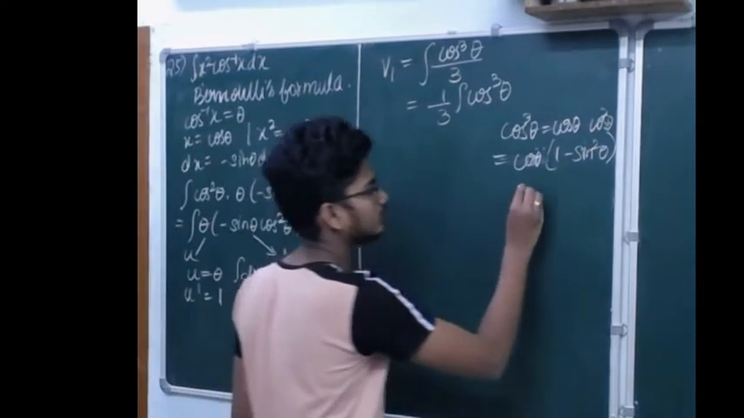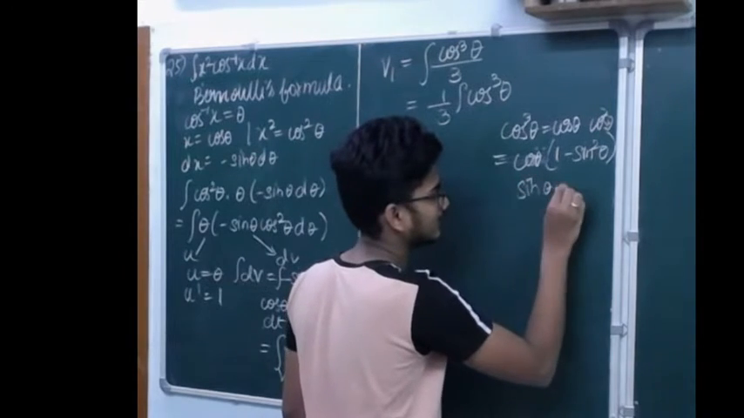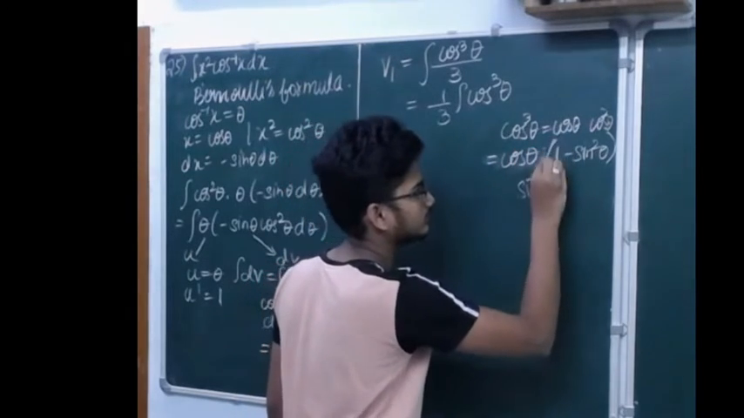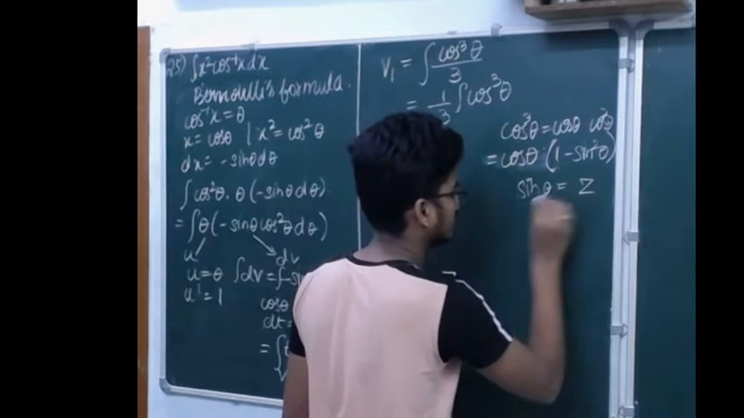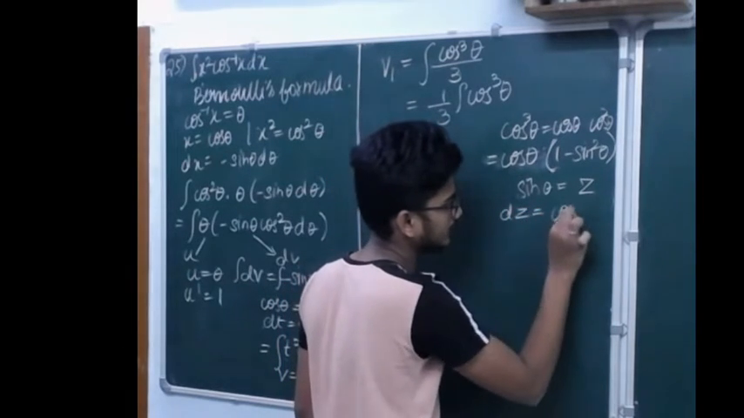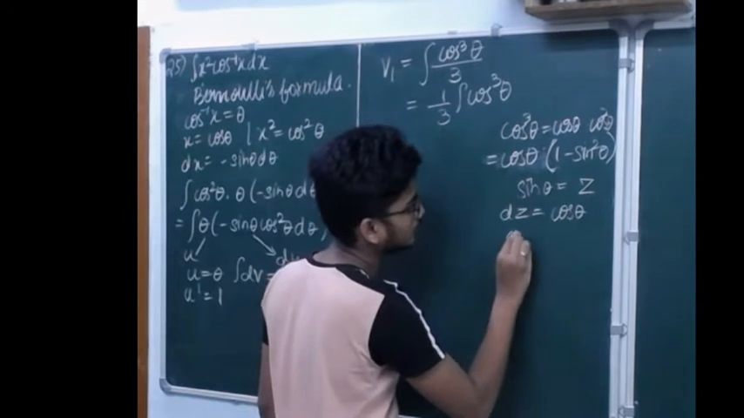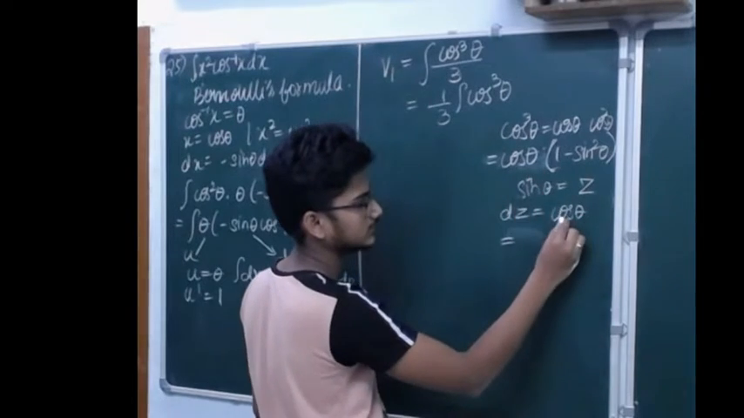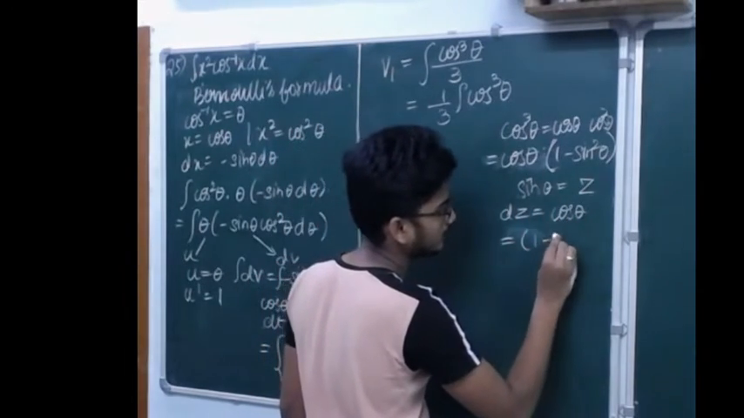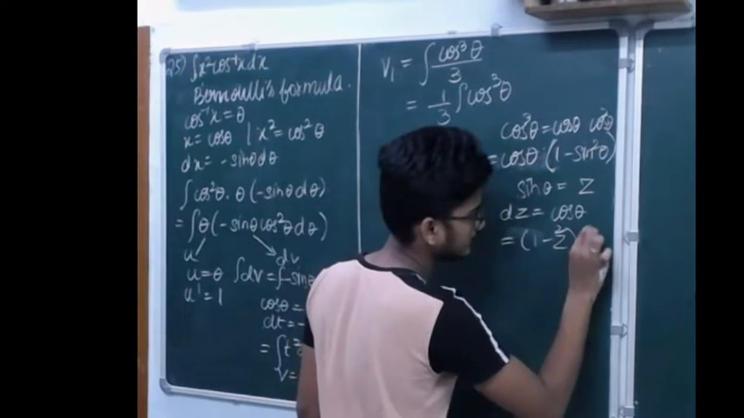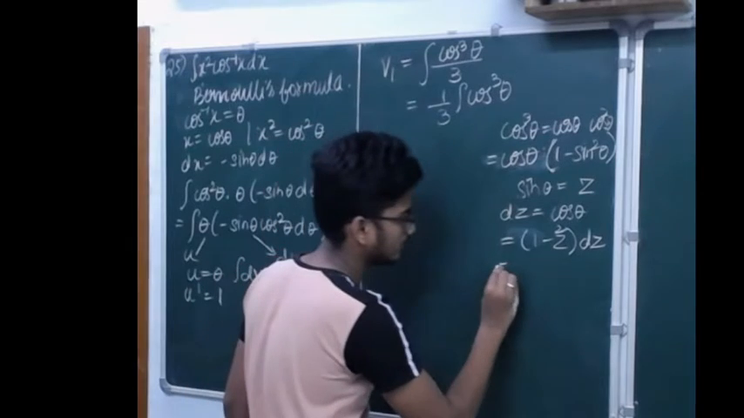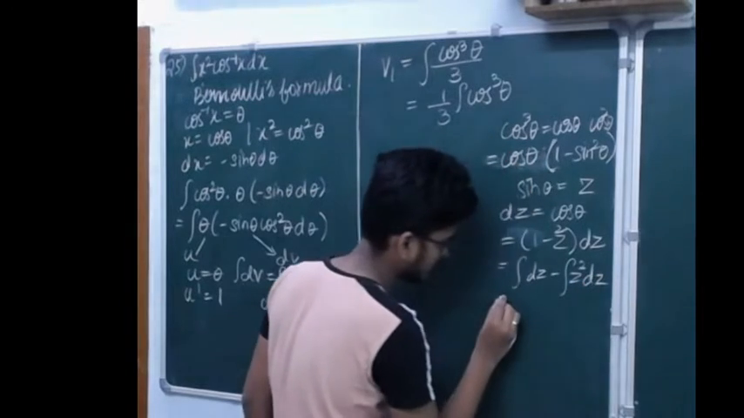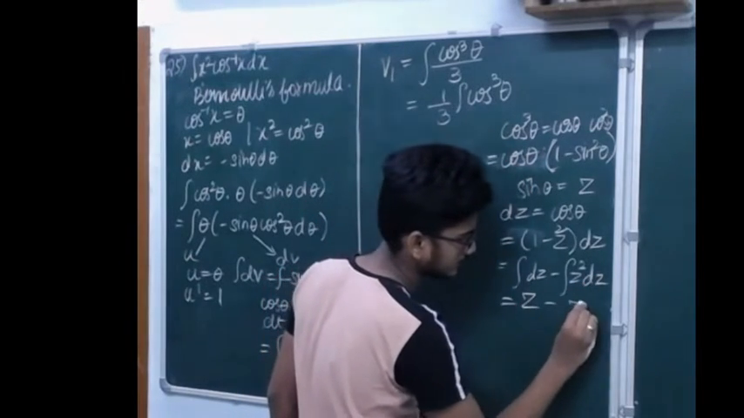So here we are going to substitute sin theta, write down properly. Substitute sin theta is equal to z. So dz is equal to cos theta d theta. So cos cube theta is equal to cos theta into 1 minus sin square theta, that is dz, so 1 minus z square into dz. So it is equal to integral of dz minus integral of z square dz. That is equal to z minus z cube by 3.